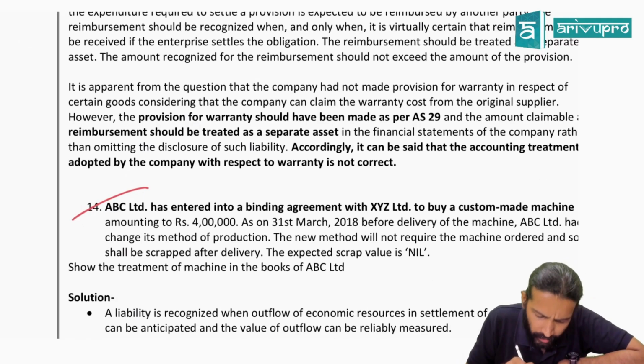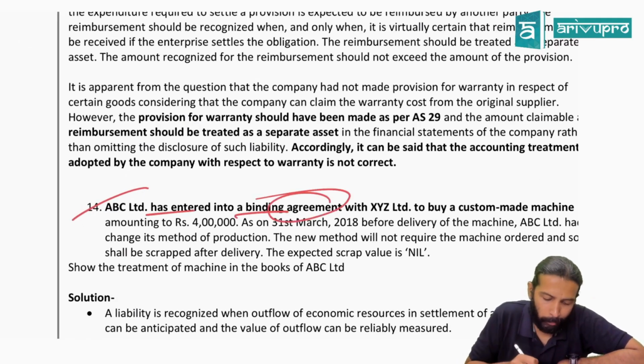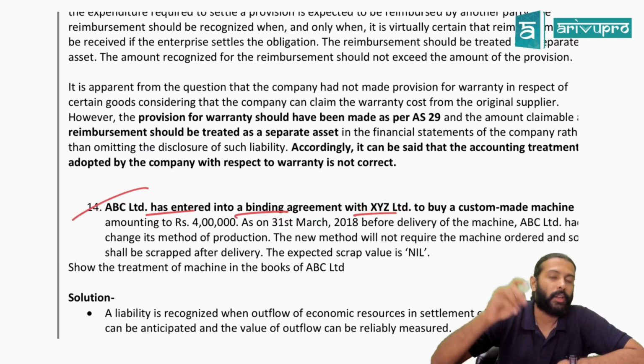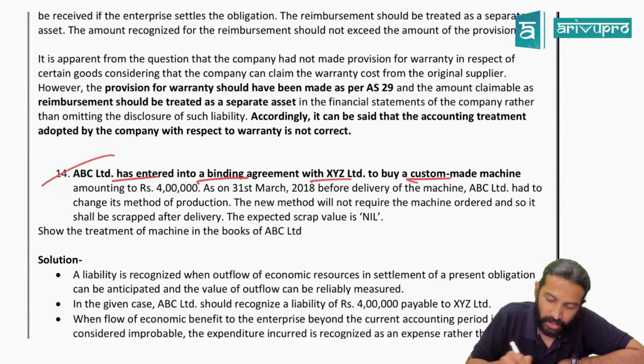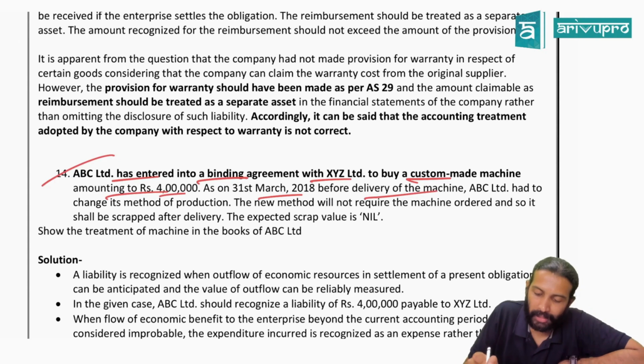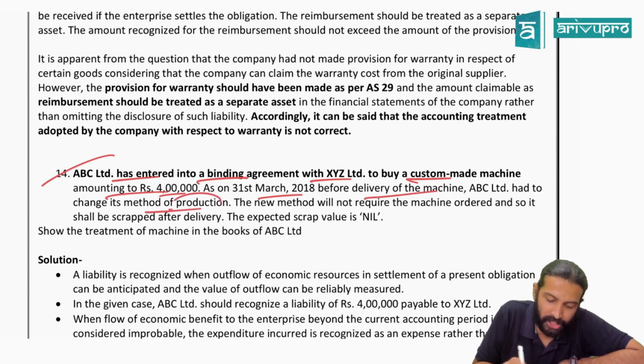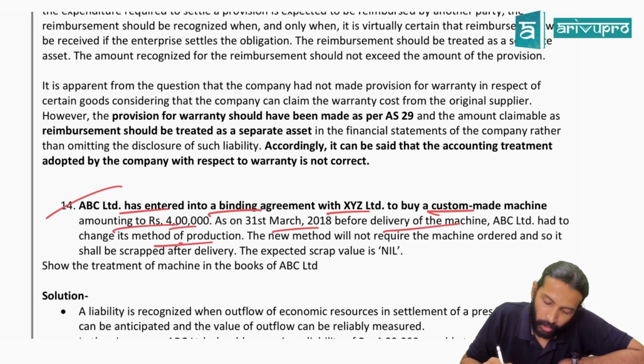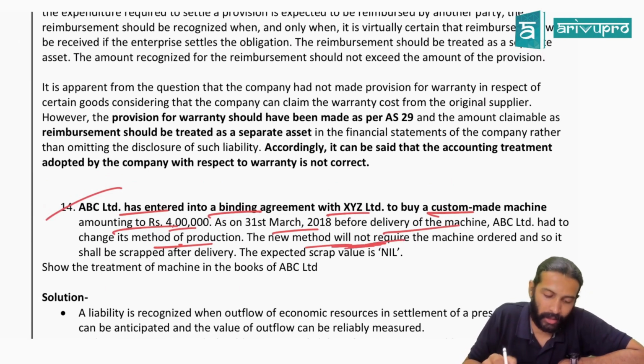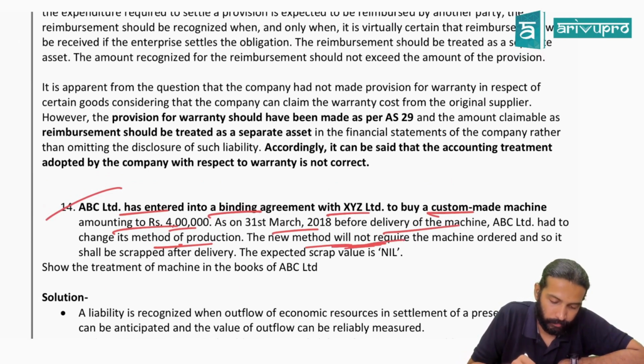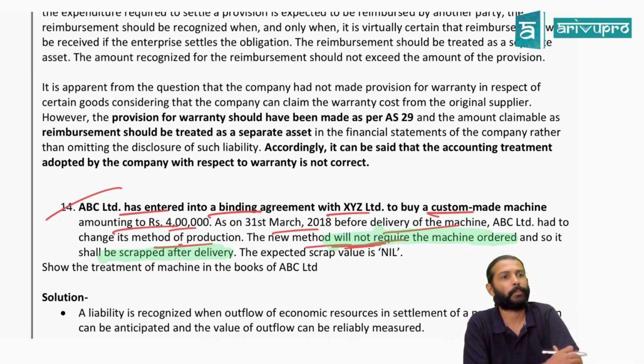Let's see. A Limited has entered into a binding agreement with XYZ Limited to buy a custom-made machinery for 4 lakh rupees. At 31st March 2018, before delivery of the machine, A Limited has to change its method of production. The new method will not require the machinery. You can underline that. The new method will not require the machinery order, and so it shall be scrapped after delivery. Do you remember doing this question?